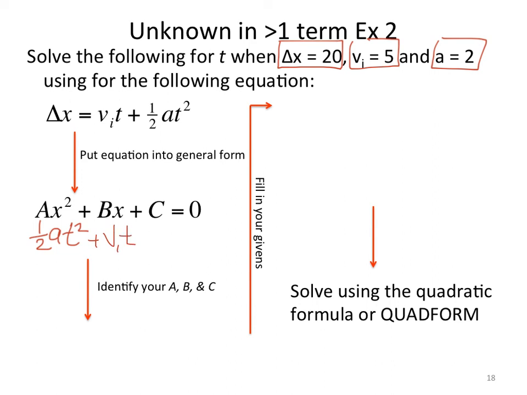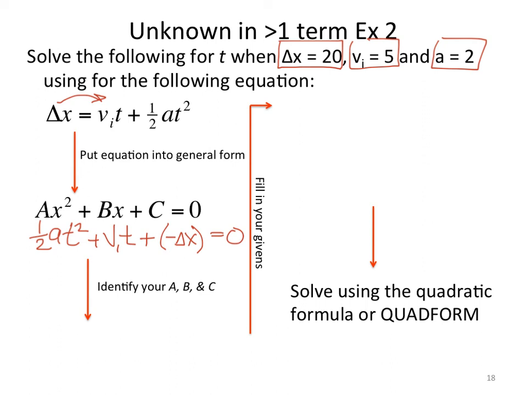And then we want everything equal to 0, so that means that delta x has to come over to this side, so it means it has to be subtracted over. So we're going to say plus negative delta x equals 0. All right, or you could say minus delta x, but I just want to keep it simple for you for right now. So here's your a, here's your b, and here is your c. It's negative delta x. All right?